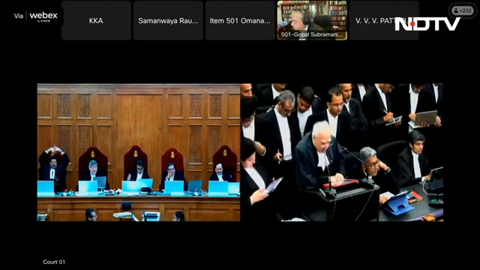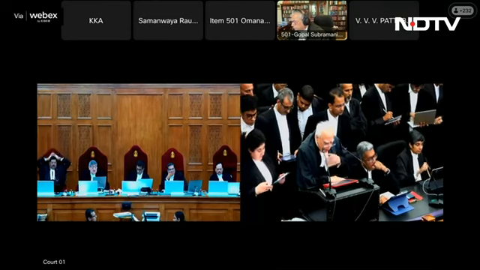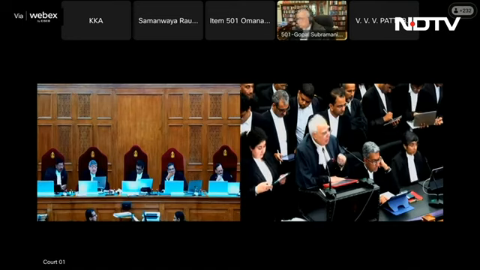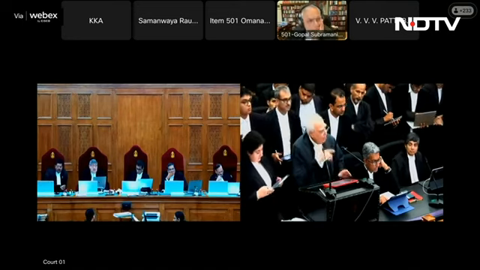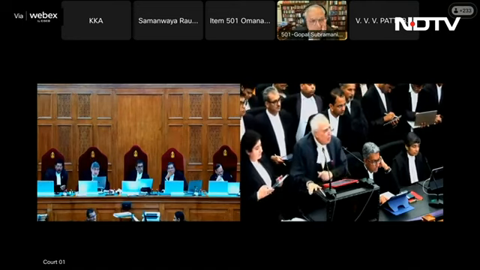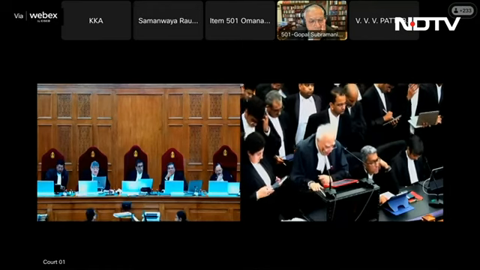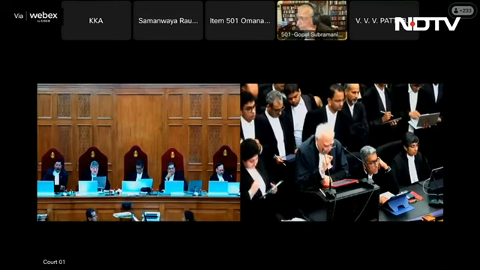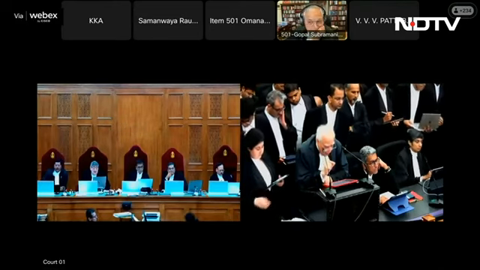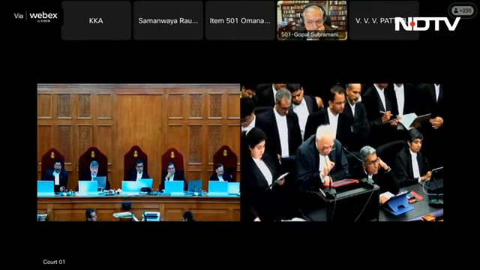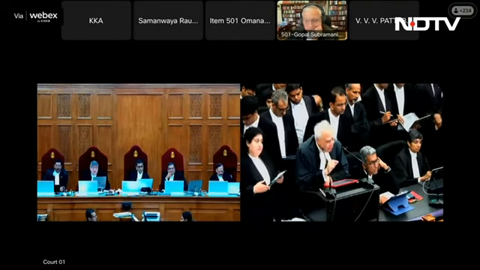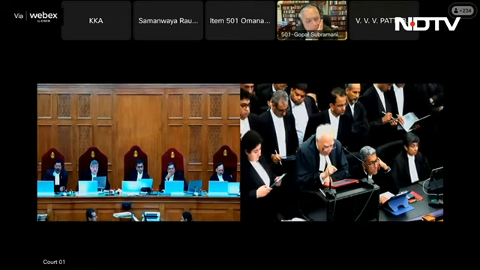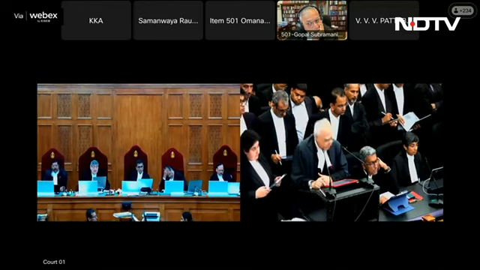Formation of new states and alteration of areas, boundaries, or names of existing states. Parliament may by law form a new state by separation of territory from any state. My lord, this will also be important when you deal with the Reorganization Act. You might as well read the whole article, my lord. Parliament may by law form a new state by separation of territory from any state or by uniting two or more states or parts of states or by uniting any territory to a part of any state.